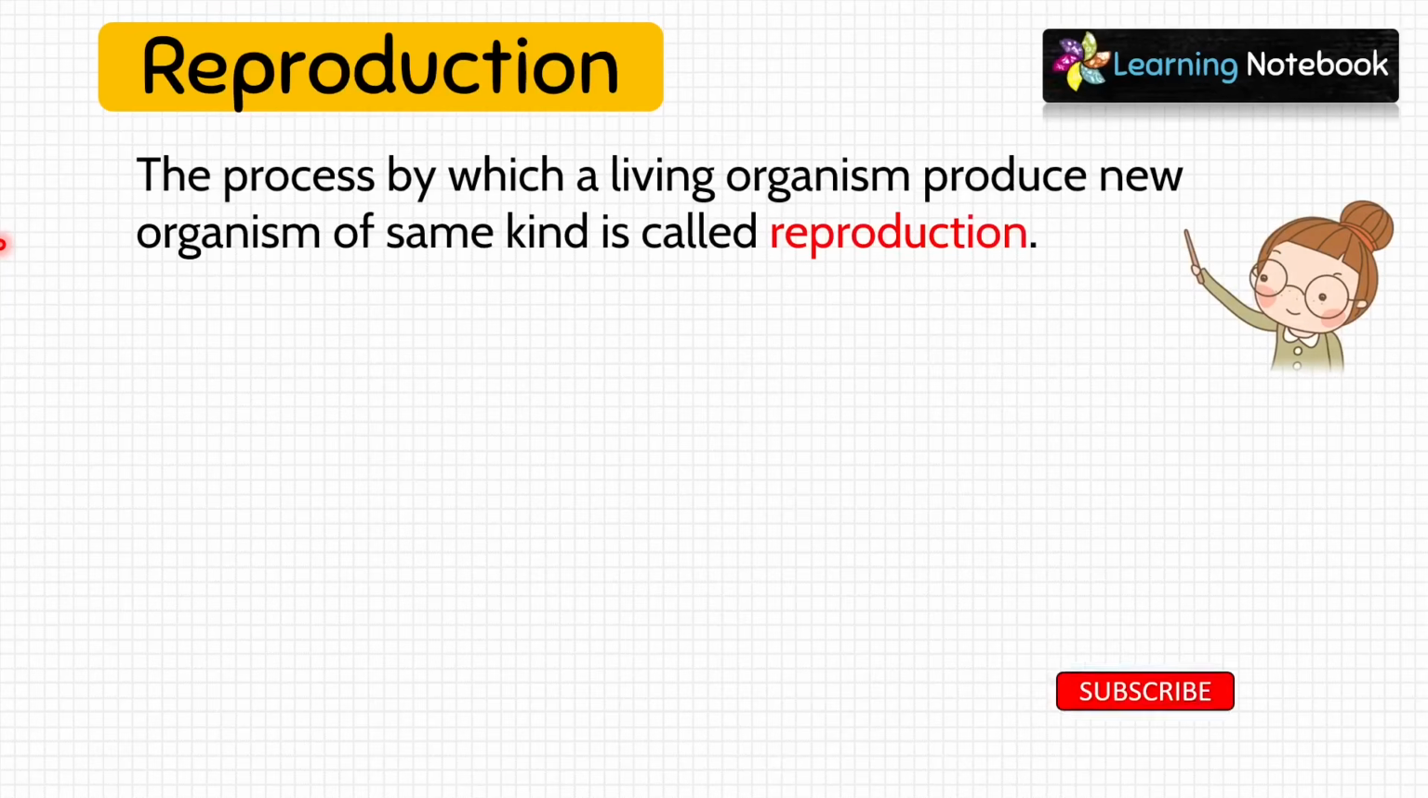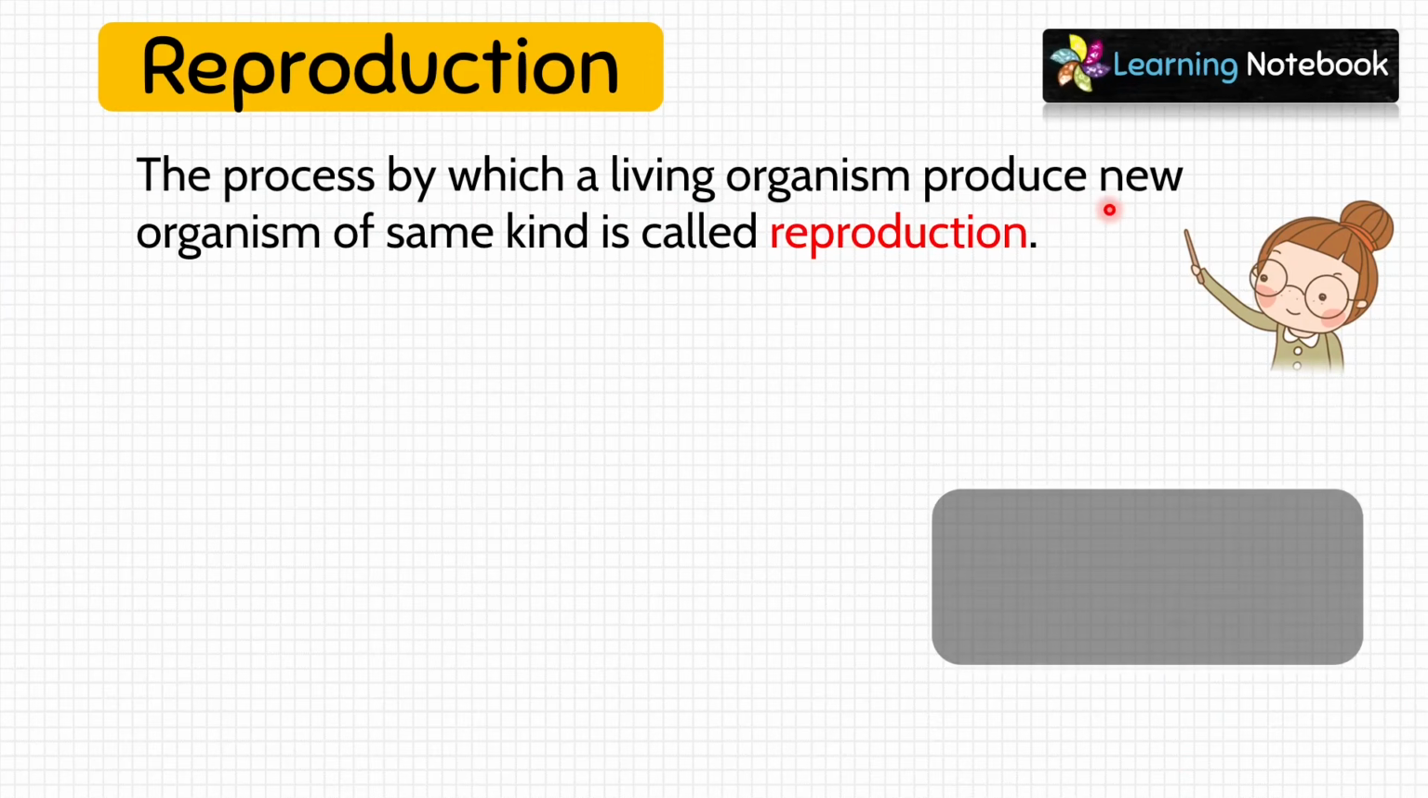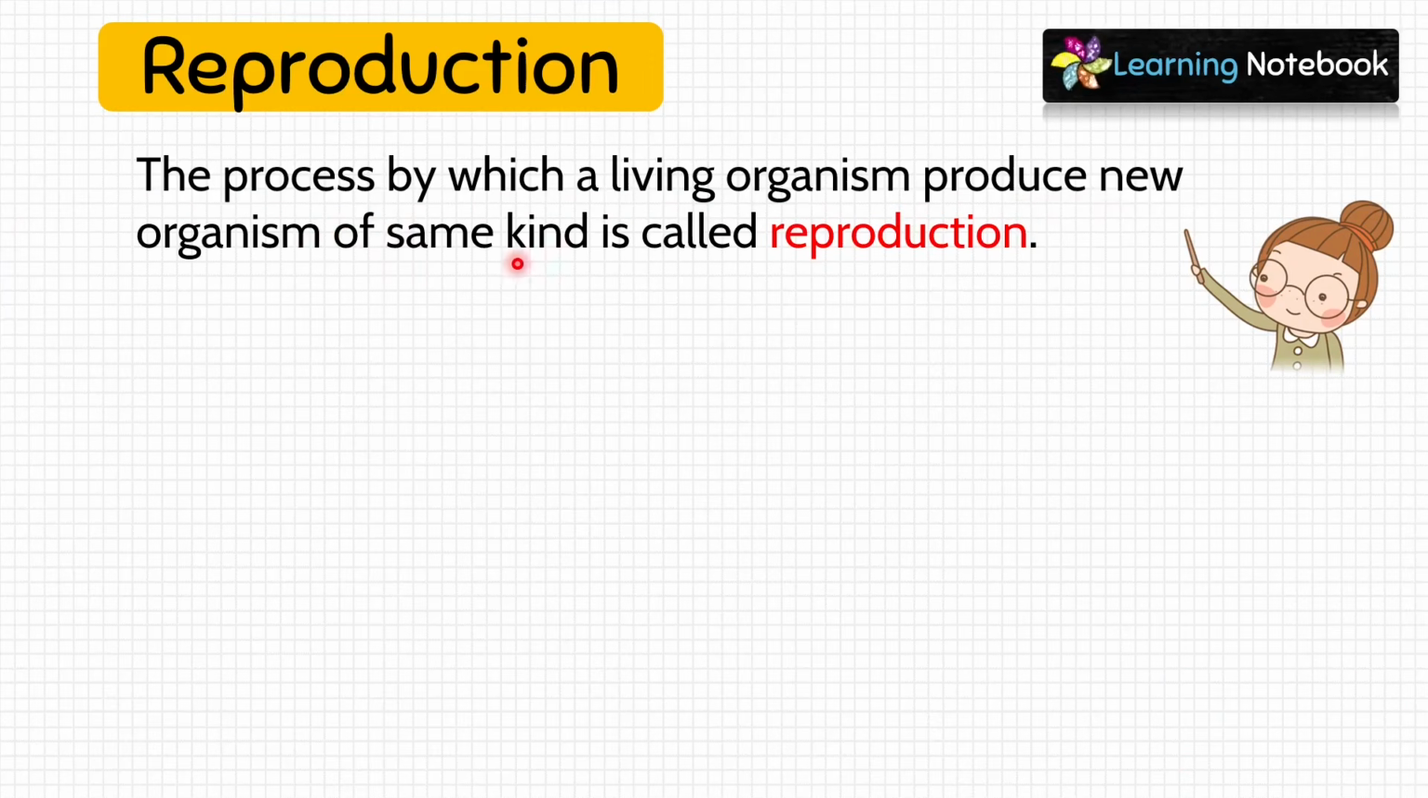So what is reproduction? The process by which a living organism produces a new organism of same kind is called reproduction. Like in case of animals, they produce new babies of same kind. And in case of plants, they produce new plants of same kind. So students, in this chapter, we will study about reproduction in plants.